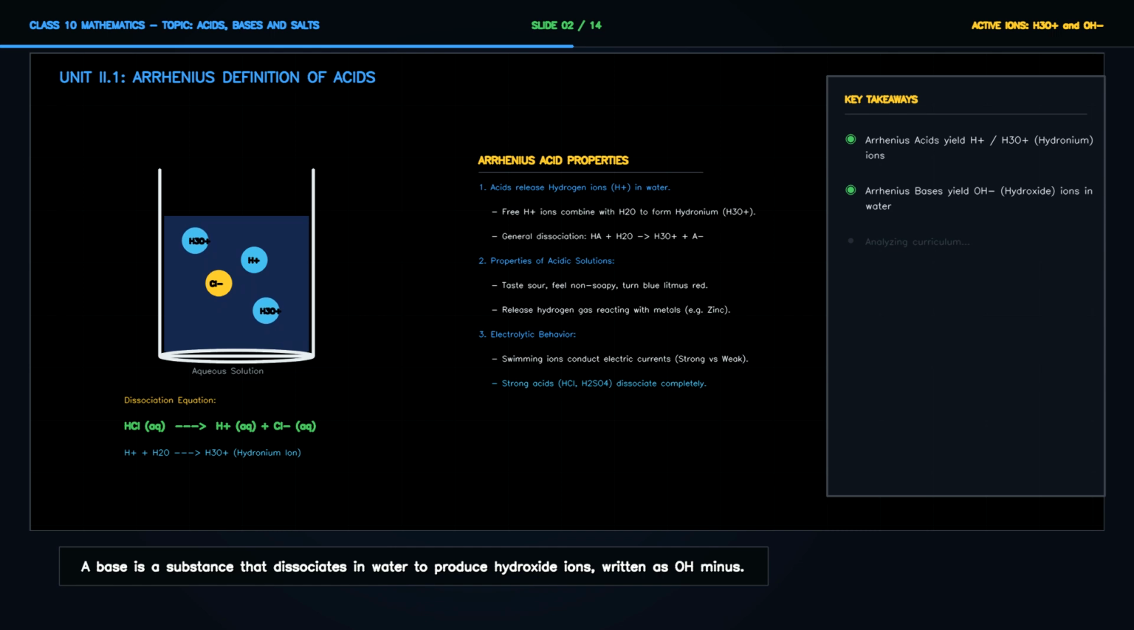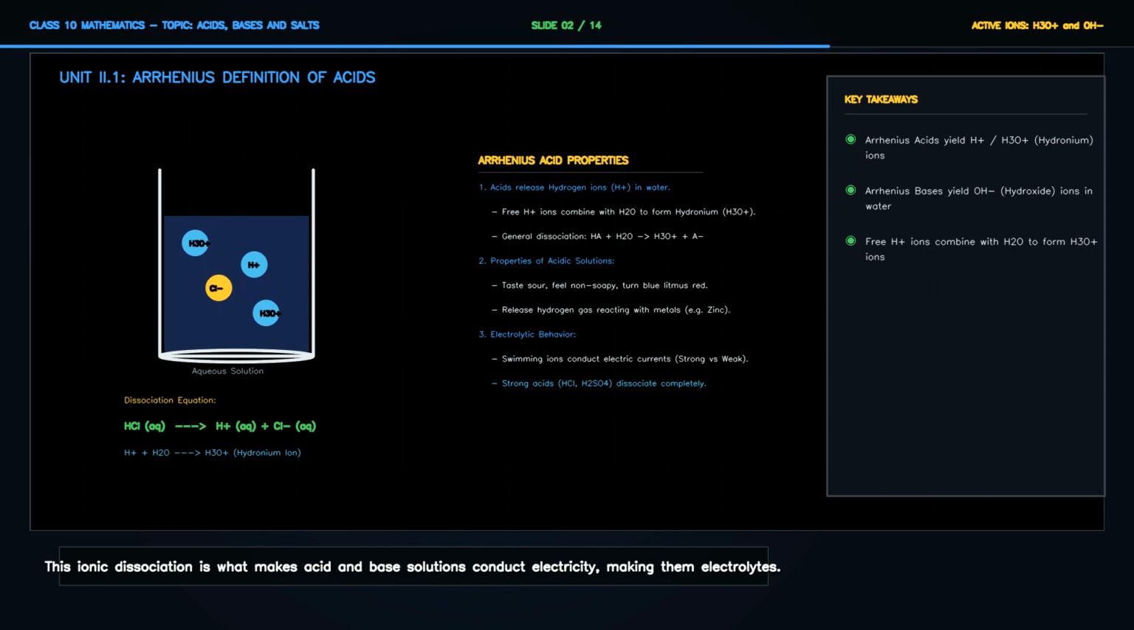A base is a substance that dissociates in water to produce hydroxide ions, written as OH-. For example, sodium hydroxide solid dissolves in water to form sodium ions and hydroxide ions. This ionic dissociation is what makes acid and base solutions conduct electricity, making them electrolytes. The strength of an acid or base depends on the concentration of these ions furnished in solution.